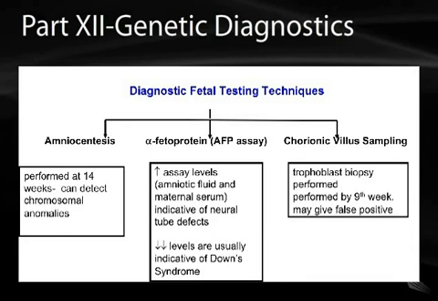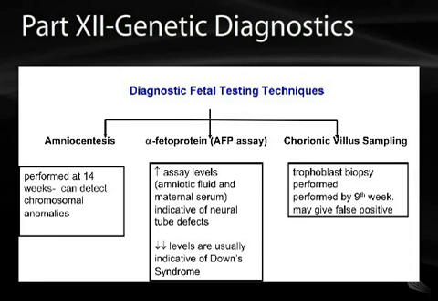Now, increased alpha-fetoprotein levels, either in the amniotic fluid or in the maternal serum, are indicative of neural tube defects. Now, if those alpha-fetoprotein levels are decreased, then that's usually indicative of Down syndrome.